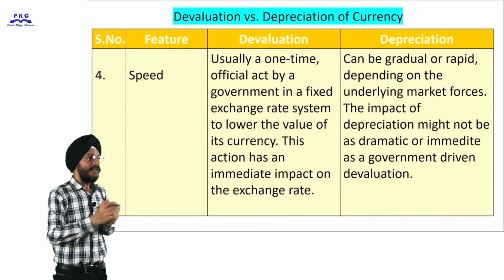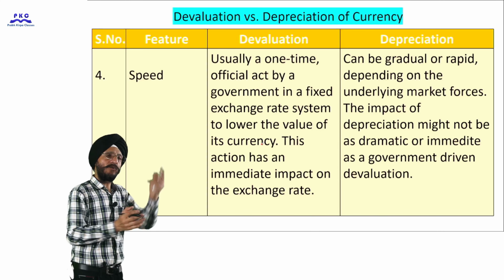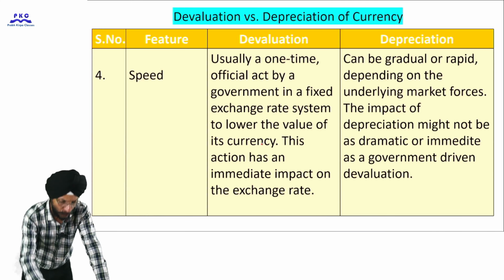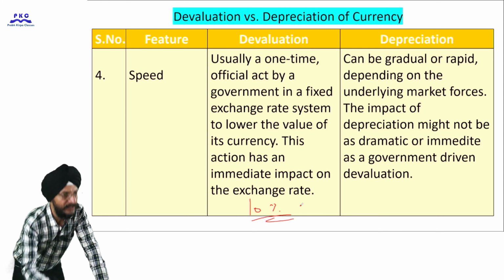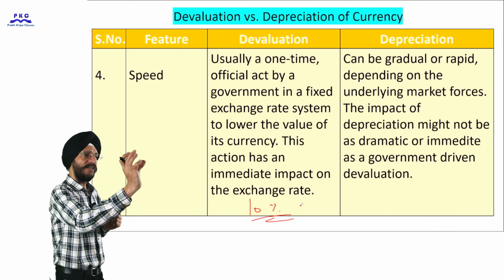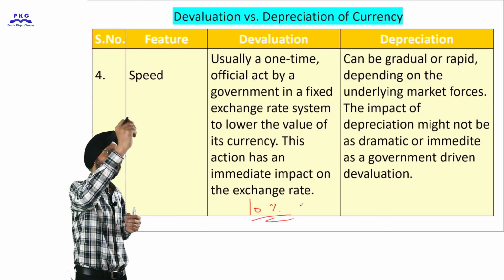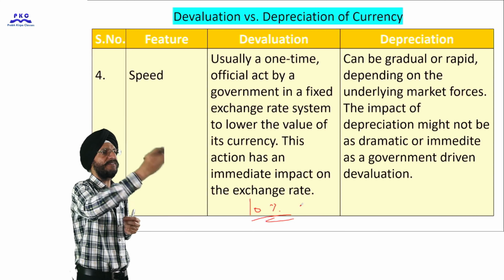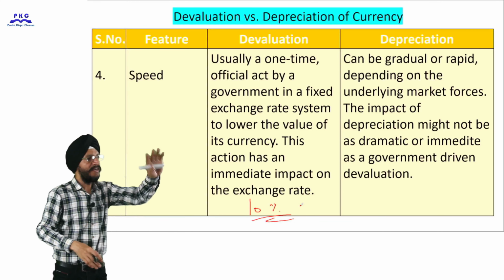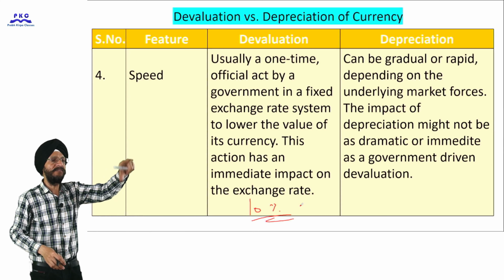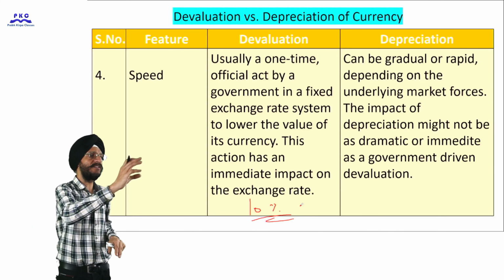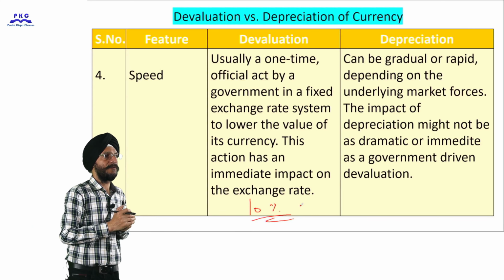Speed. Devaluation is a one-time exercise. The government may have decided that it wants a 10% reduction in the value of the currency. It is a one-time decision. The government of the country may decide any percentage, 1%, 2%, 3%. And this is a one-time devaluation of the currency, a one-time reduction in the value of the currency.